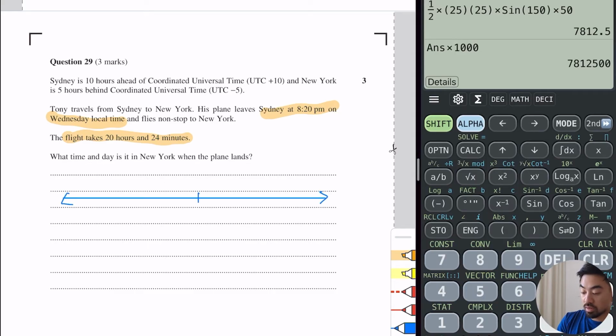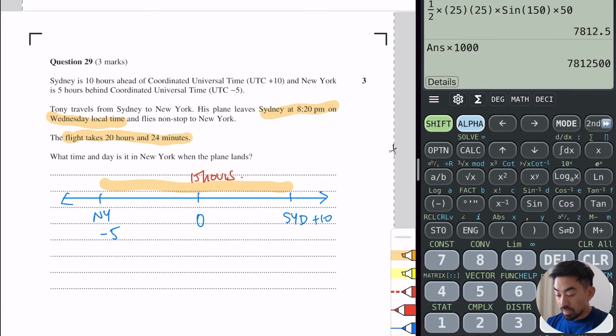Now I'm drawing this kind of as a number line where UTC 0 is there. Now I know Sydney is +10, as it says in the question, and New York is -5. So as you can clearly see, the time difference is going to be 15 hours.